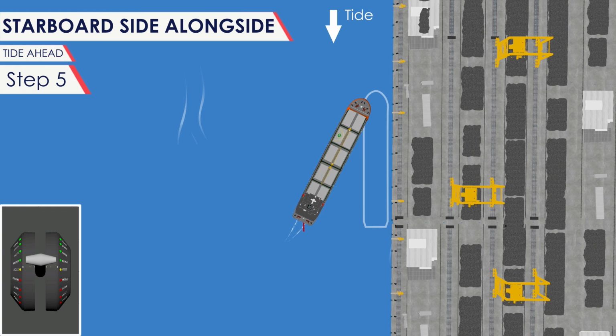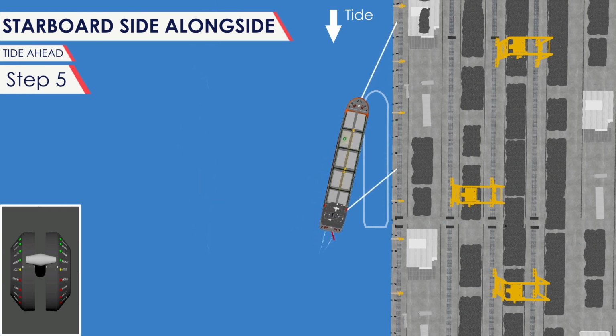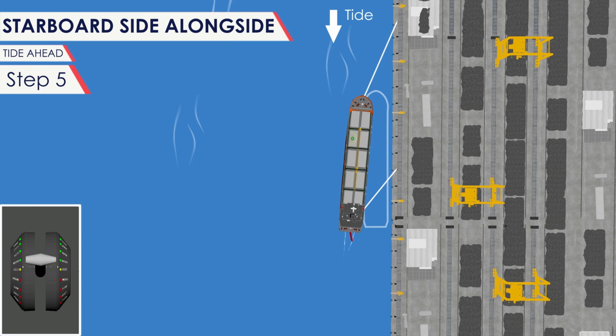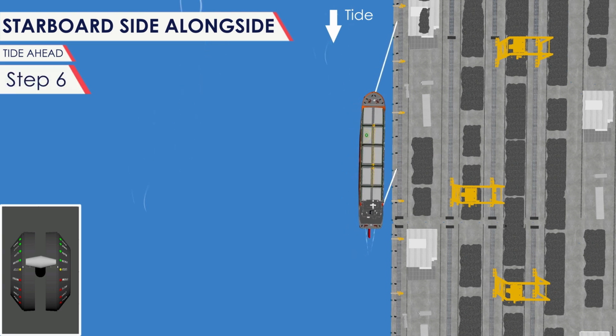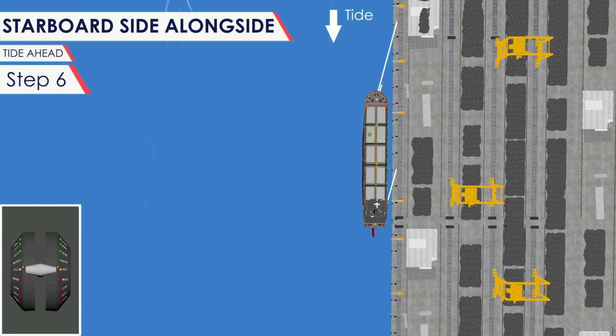Step 5, I will send away a headline and an aft spring and heave on both to bring the ship alongside. Once alongside, you stop the engine and make fast with headlines, stern lines and springs.